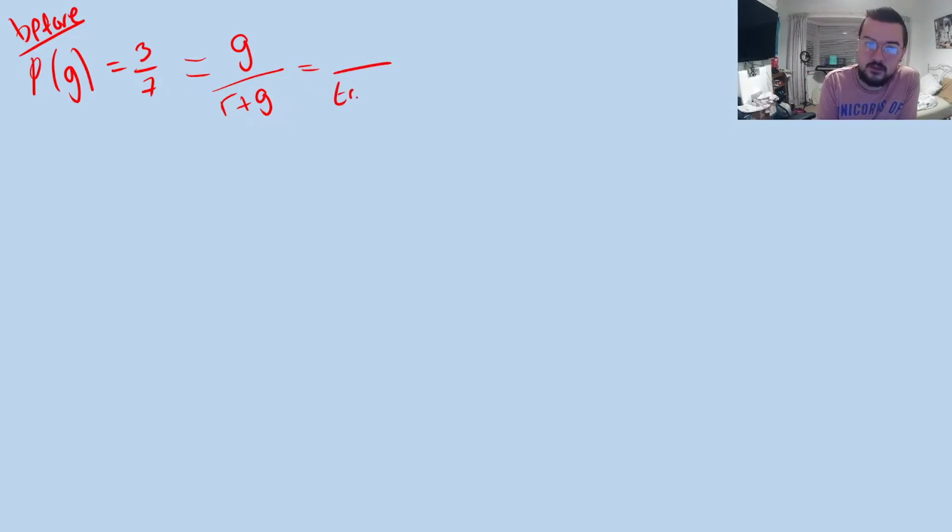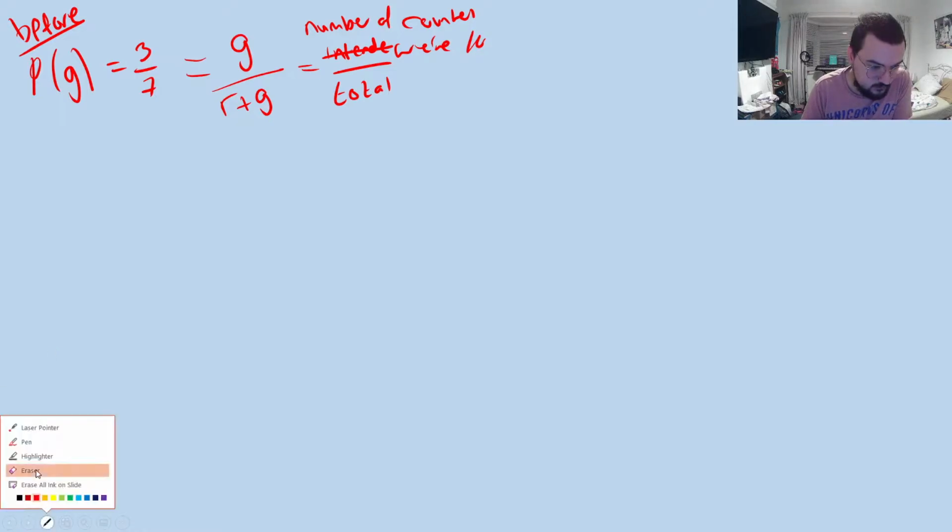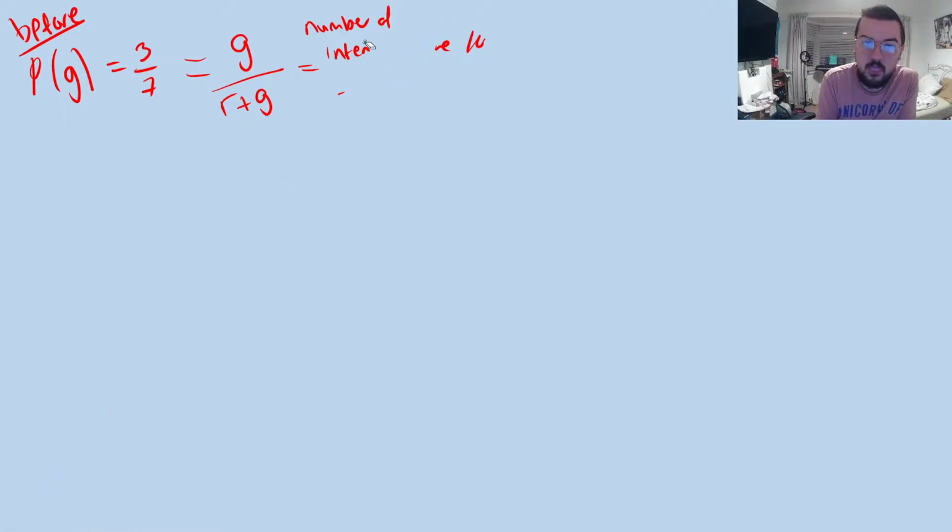So the total is the bottom, and the intended outcome, the number of counters we're looking for. You get the idea. I don't really have the space to write all that, but in fact, let's rub all that out. Let's get rid of all that. Yeah, but you get the point. Well, I don't know if you get the point. Let's hope you get the point.